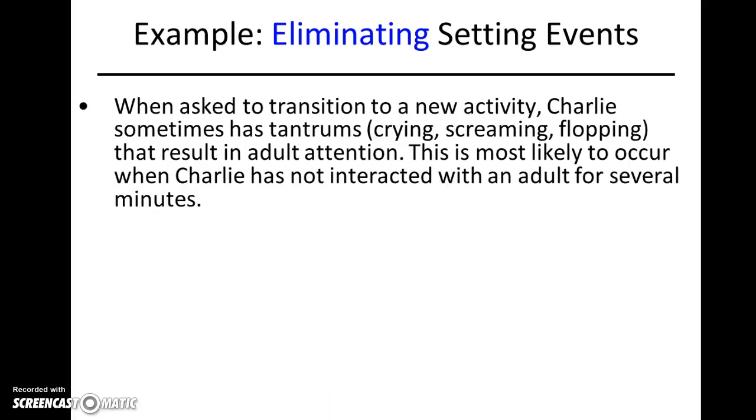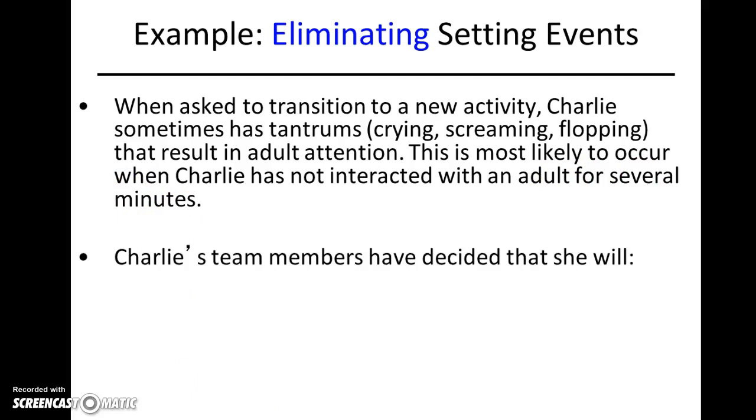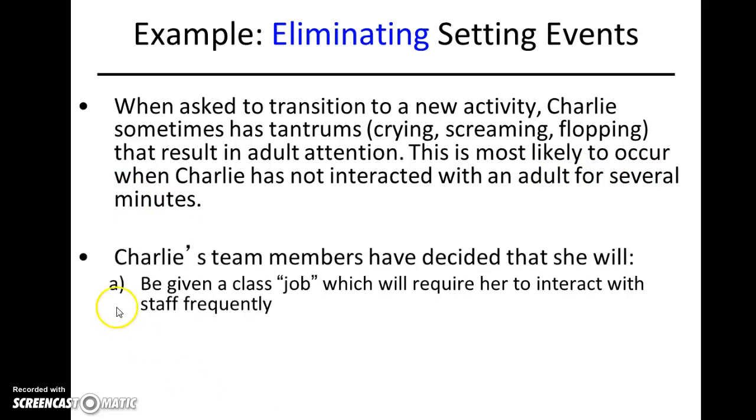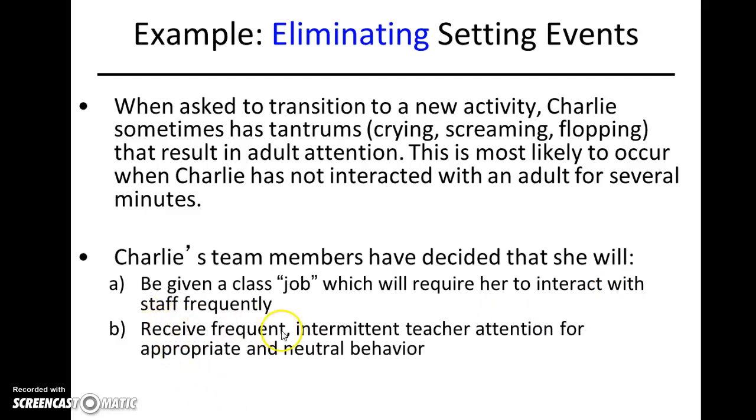Okay, so when asked to transition to a new activity, Charlie sometimes has tantrums: crying, screaming, flopping. This results in adult attention. This is most likely to occur when Charlie has not interacted with an adult for several minutes. So Charlie's team has decided that she will be given a class job which will require her to interact with staff frequently. It's still socially appropriate and a desired behavior, and she will then receive frequent intermittent teacher attention for appropriate and neutral behavior.